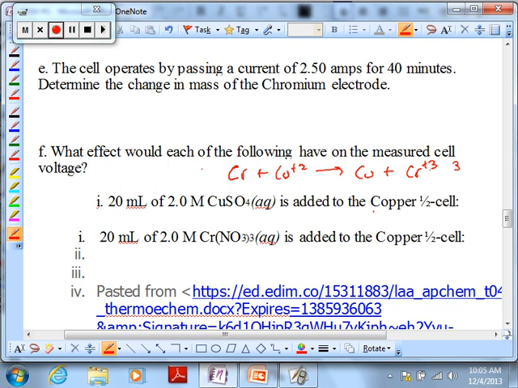Okay. In this case, we have 20 milliliters of 2 molar chromium nitrate. So that is high or low for what species in my balanced equation? Okay, so hill, causing me to shift left. So I have too much product. So I'm going to get rid of some of it by going left. And as I go left, my voltage goes down.